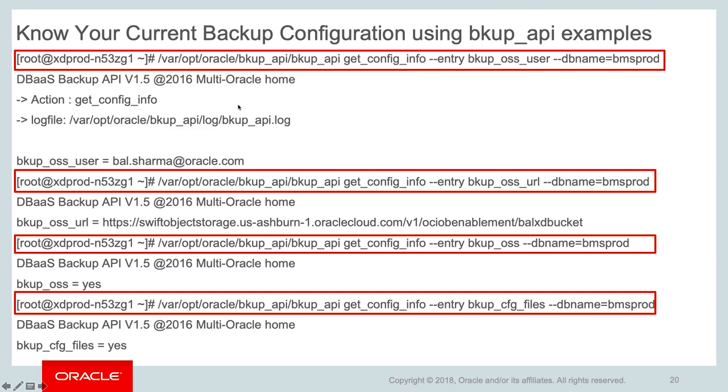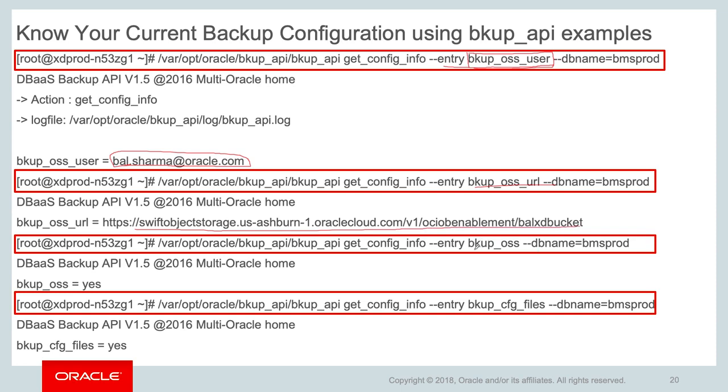Using this API, what I'm doing here is backup API get config underscore info. Then I'm interested in knowing what is the value of backup OSS user. So -f entry is for, you can just specify -e, and then you can tell which parameter value you are interested in. So I want to know what is my backup OSS user. It will run and return that this particular value is set to this particular email address. Similarly, any of those entries you want to know, like backup OSS URL, for example. In my case, the URL is this one.